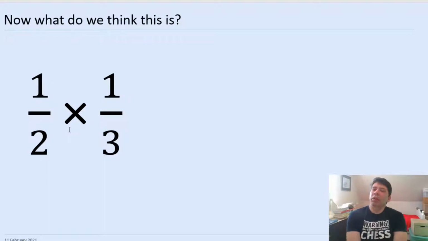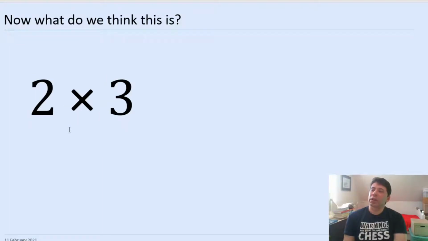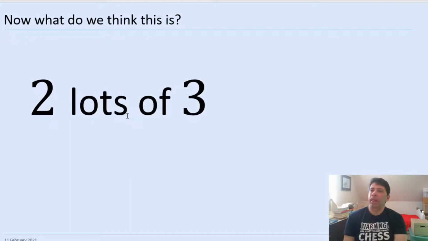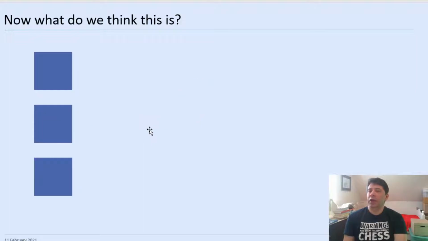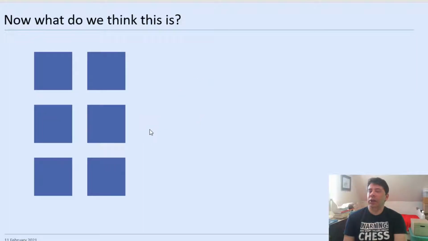Okay, so moving on to multiplication of fractions, what do we think this is? 1/2 times 1/3. How are we going to understand this? Well, we can start by thinking about 2 times 3. So we all know how to do this. It's 2 lots of 3. Here's 1 lot of 3, and here are 2 lots of 3. 2 lots of 3 is 6.